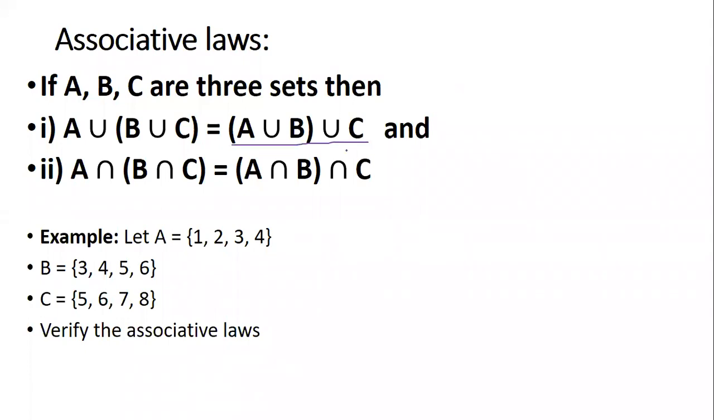A union B union C only, but the brackets are on the other side. If you see here, you have A union B union C, but the brackets are for B union C. But here the brackets are for A union B, right? So what we will do is, out of A union B union C, we are going to first calculate A union B. Now we have set A, we have set B. Now can you tell me what will be the elements in A union B quickly?